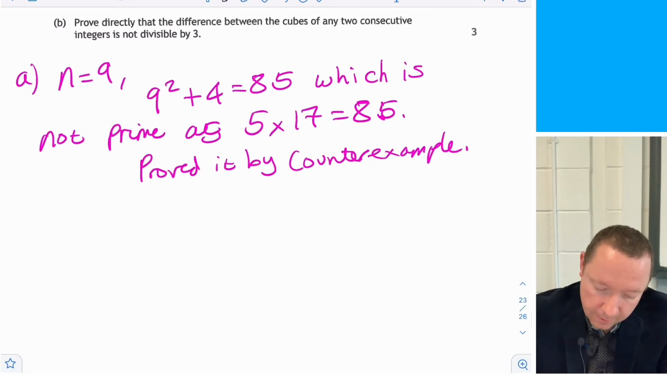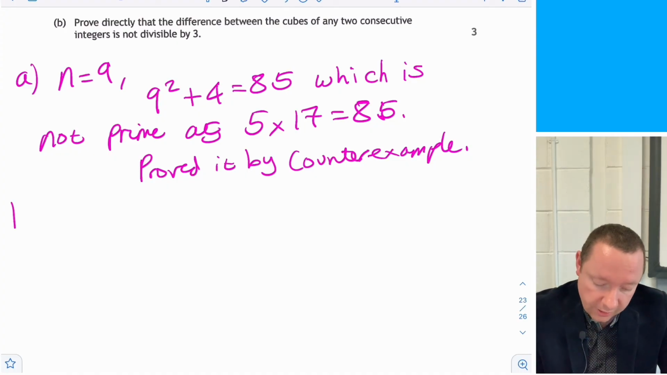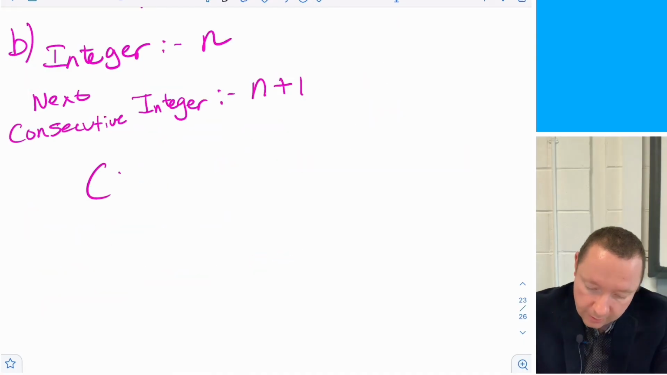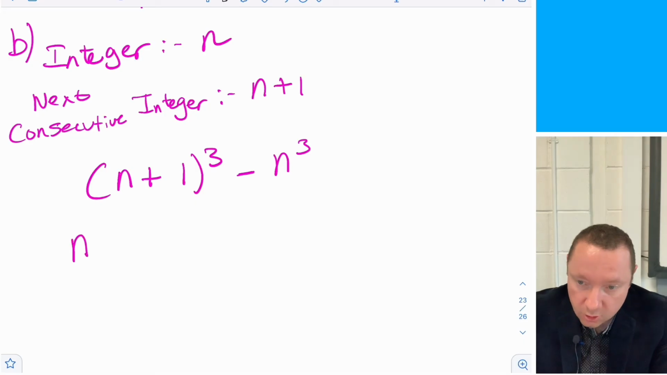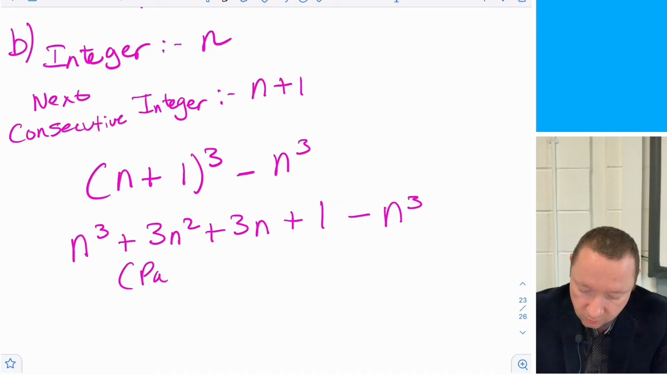Okay, part B. Prove directly that the difference between the cubes of any two consecutive integers is not divisible by 3. So let's take an integer, any one we want. Let's call it n. Then the next consecutive integer is clearly n plus 1. n plus 1 cubed minus n cubed. Expanding n plus 1 cubed, we get n cubed plus 3n squared plus 3n plus 1, minus n cubed. We've used Pascal's triangle for that.